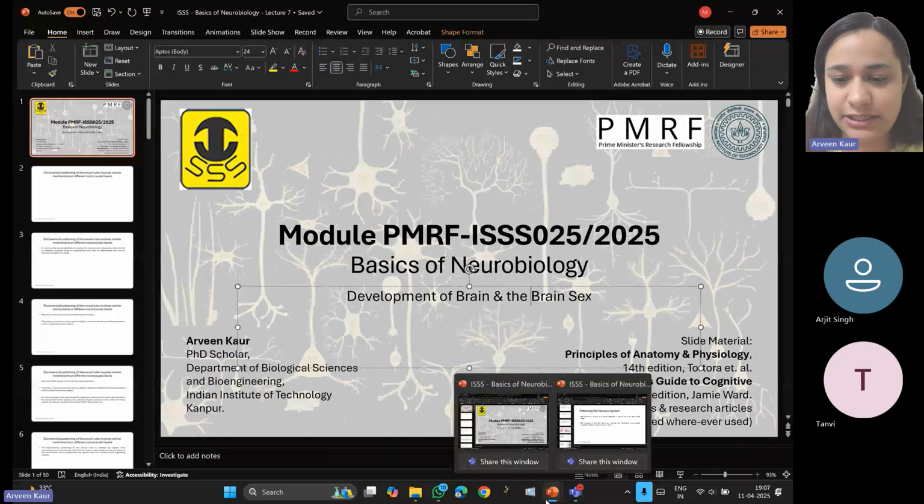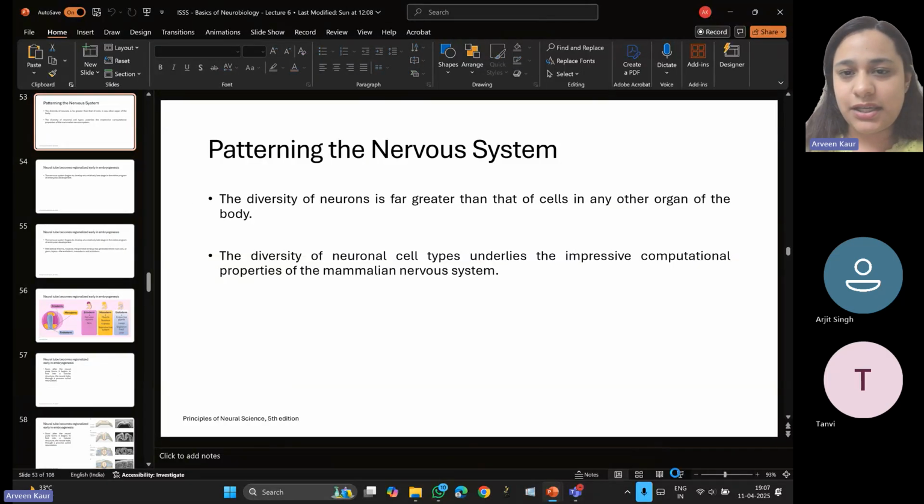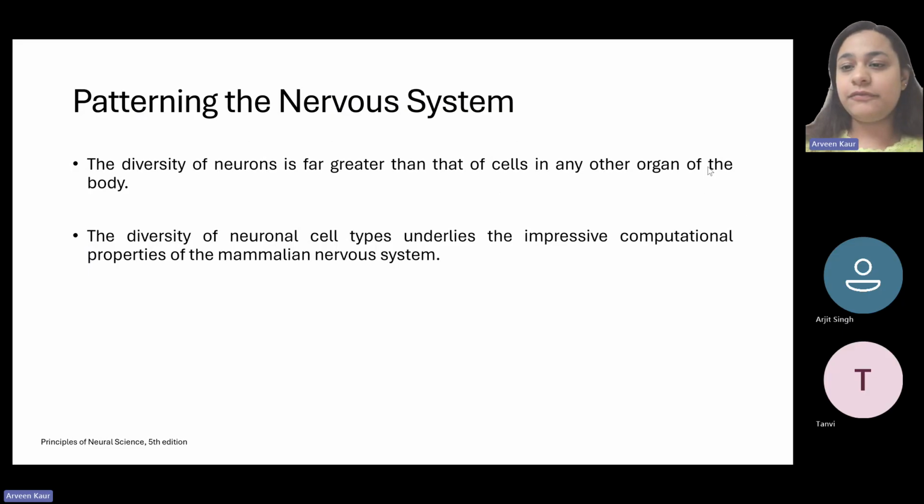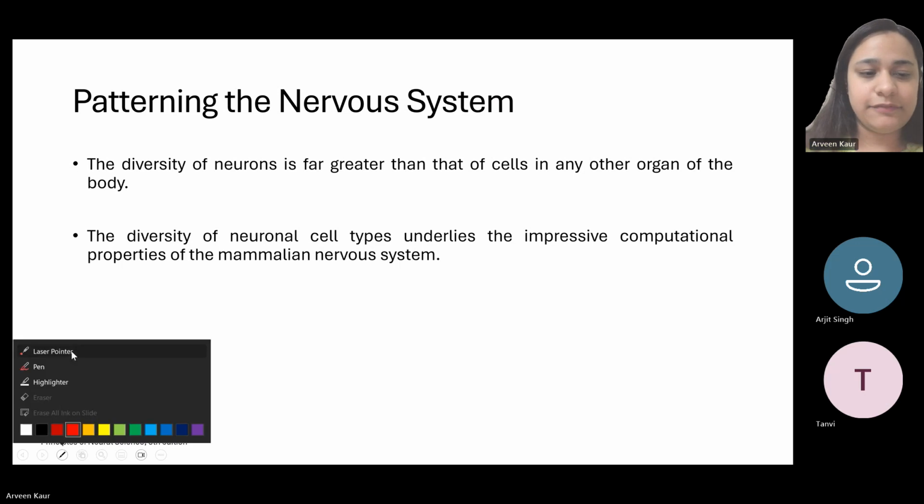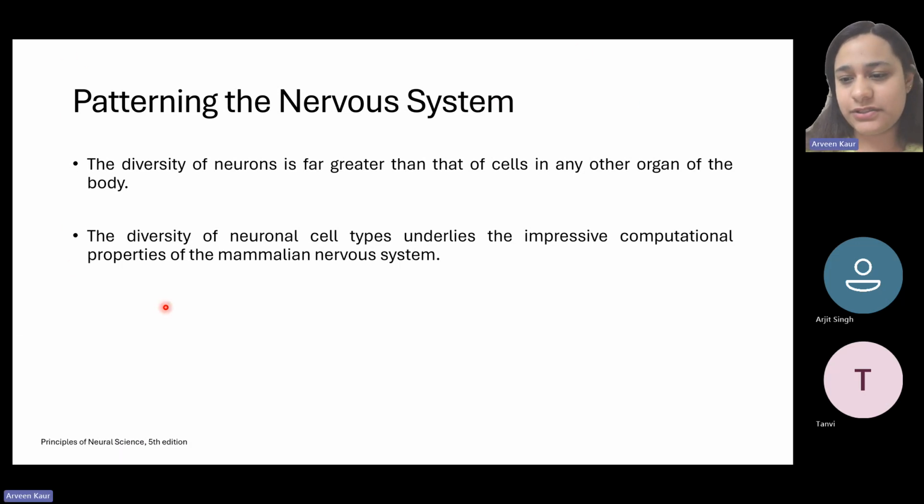I am unable to switch like this, so maybe yeah. I have kept the slide open from where we actually delved into the depths of developmental biology last time with respect to the nervous system. And over here, you can see we first talked about the patterning of the nervous system, right?